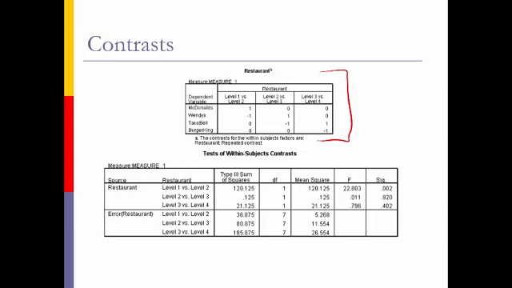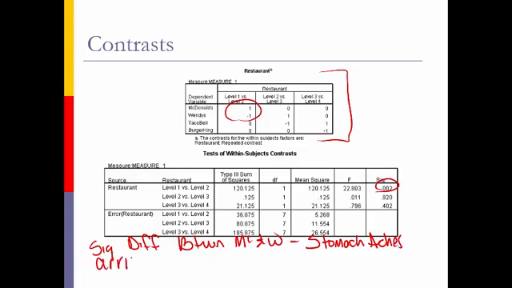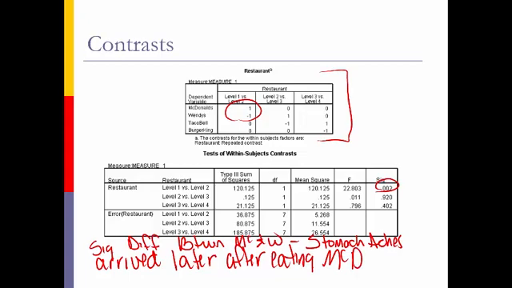So now it looks like this is our computer-designed contrast. Level 1 versus level 2. So who is in level 1? It's McDonald's versus Wendy's. So for level 1, we end up with a significant difference between McDonald's and Wendy's. Now we have to look at our descriptive statistics to tell us what that is. So we can say stomach aches arrive later after eating McDonald's than Wendy's.